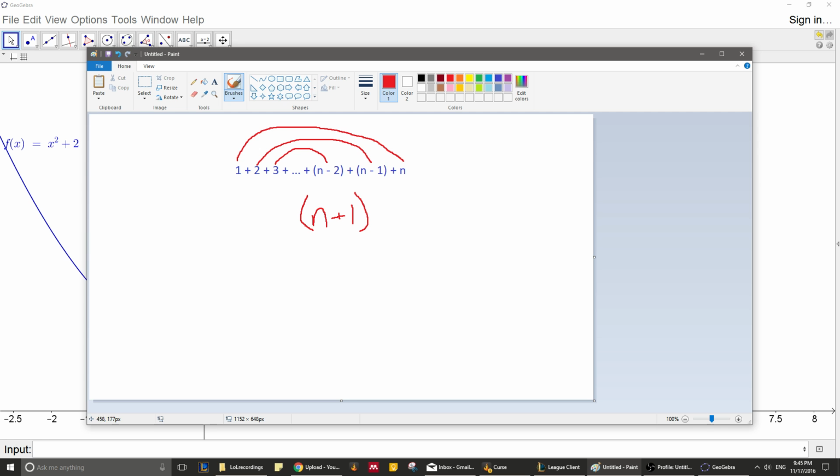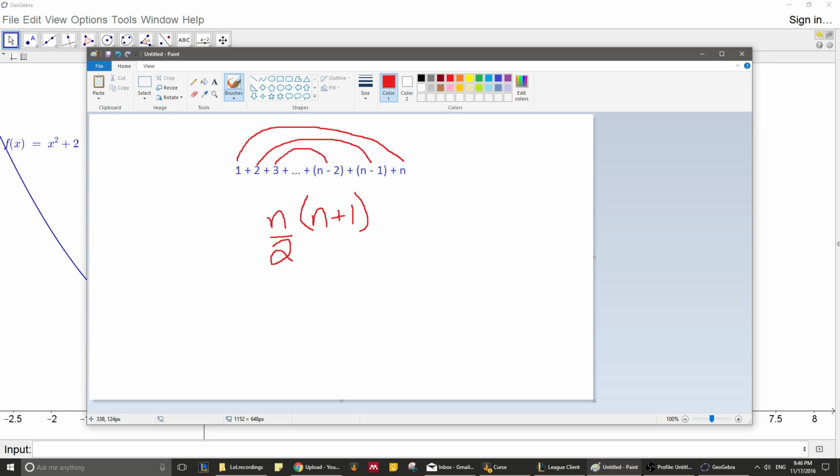Well, how many pairs do I have? Well, I have half of the integers, I have that many pairs. So just like last time we had 50, 100 divided by 2. It's just n divided by 2. And we can test it out. If you put in 100, we'd get 50 times 101, which is what we just had.